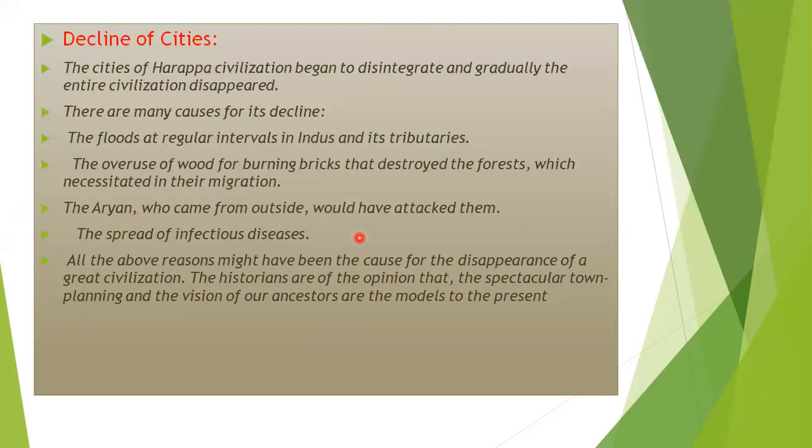So like that they have their own ideas why the Harappa civilization came to an end. The archaeologists have their own ideas, but we are not getting a proper reason how the Harappa civilization came to an end. So all the above reasons might have been causes of the disappearance. Disappearance means we can't see it. Historians are of the opinion that the spectacular town planning of our ancestors is the model for the present.